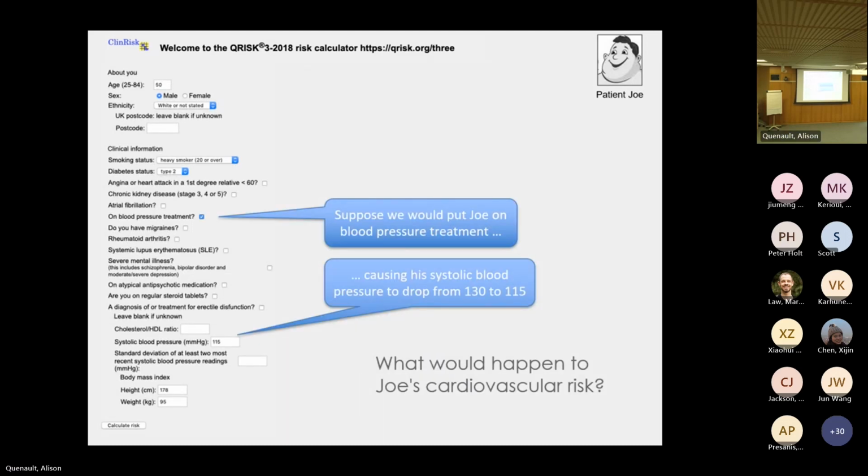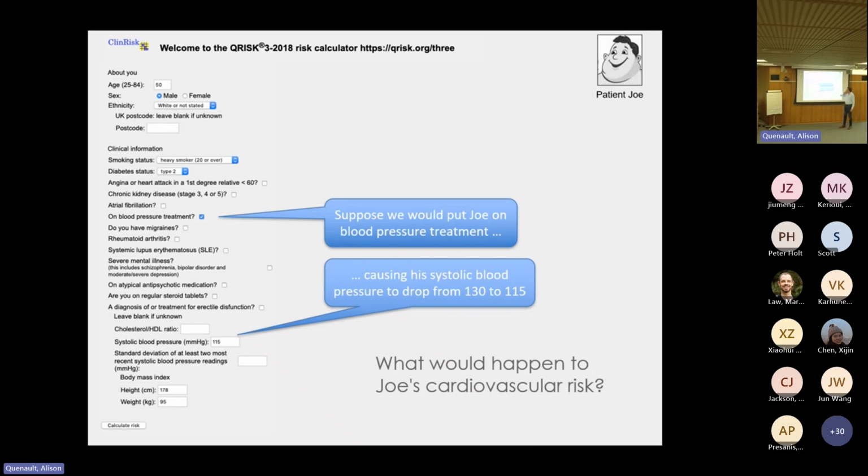Okay. So Joe had hypertension, but he wasn't yet on antihypertensive treatment. So we could consider putting him on that. So not statins, or not just statins, but we could consider putting him on blood pressure treatment. So that's one of the tick boxes here.